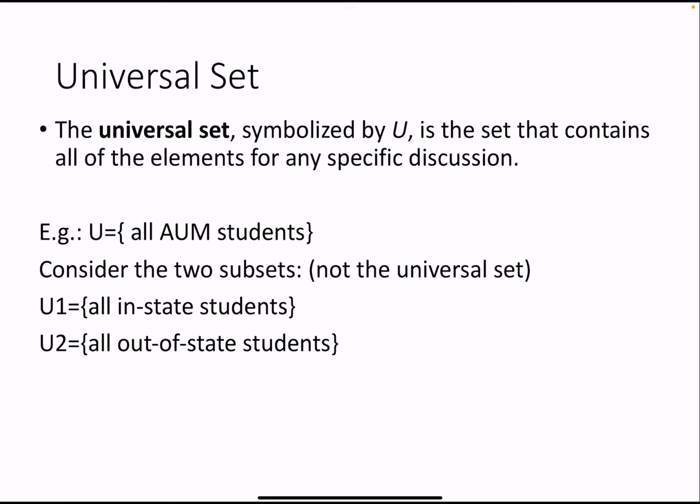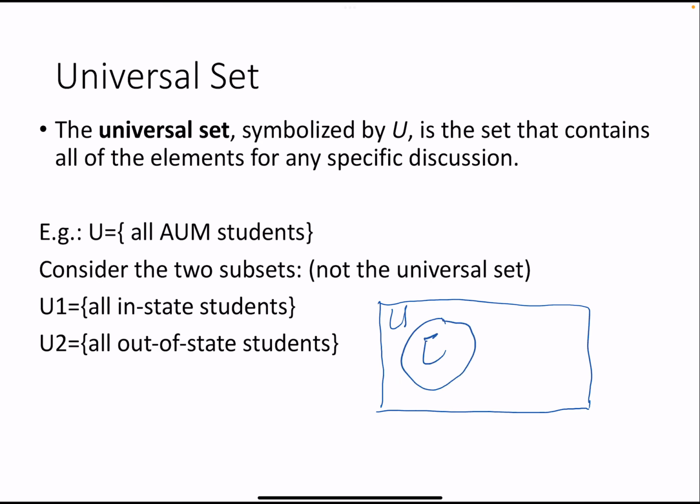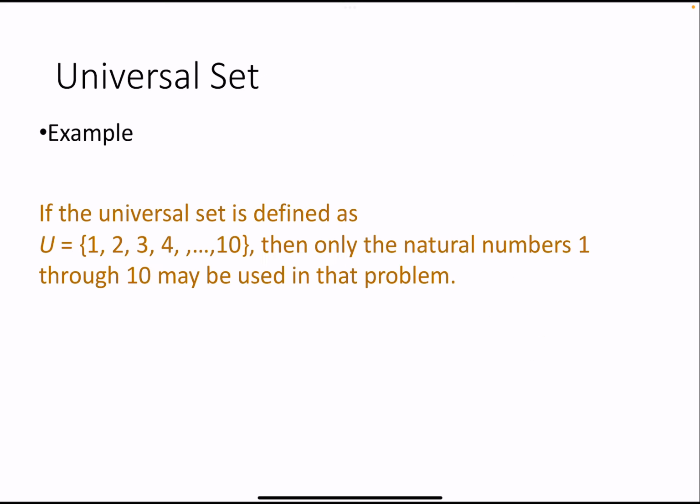So that's the concept. Okay, so typically we would draw something like this for a universal set: a large rectangle, and then we have U1 and U2 inside it. Okay. So here's another example. If the universal set is defined as restricted to only the first 10 natural numbers, then that's your universal set.